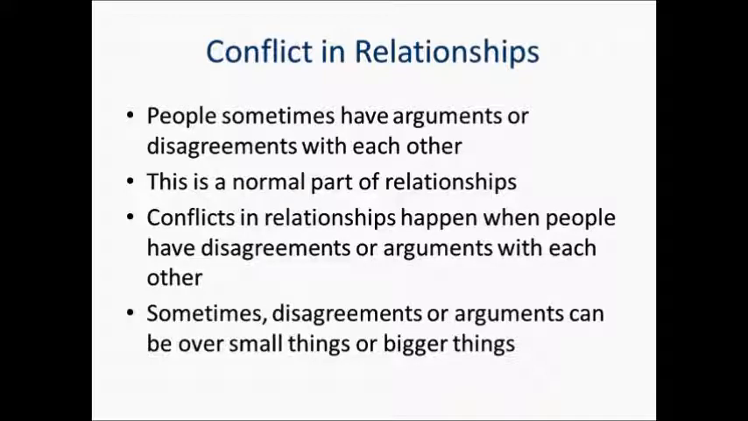Conflicts in relationships. People sometimes have arguments or disagreements with each other. This is a normal part of relationships. Conflicts in relationships happen when people have disagreements or arguments with each other. Sometimes disagreements or arguments can be over small things or bigger things. Arguments or disagreements can happen in a variety of different types of relationships.